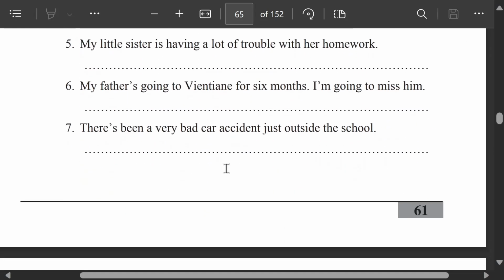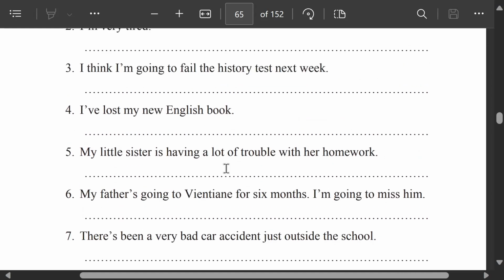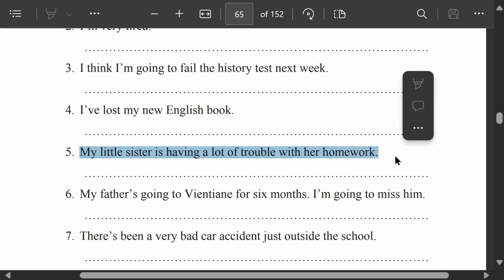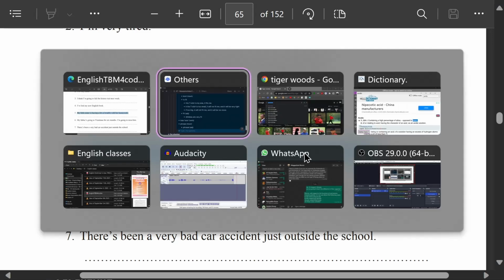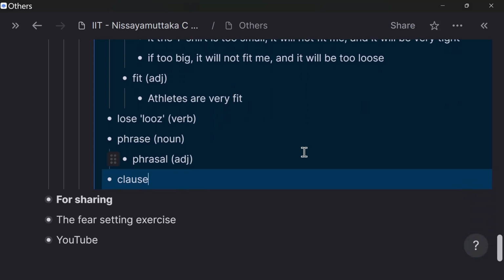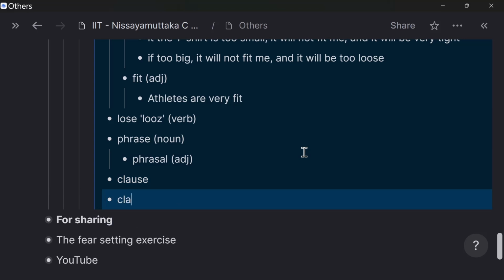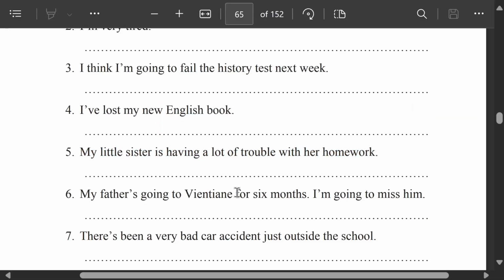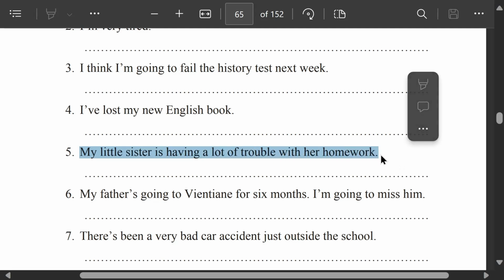Here I don't see any examples, but in this sentence, how many clauses? Remember? One clause. A clause is like this. So this is one whole clause: one sentence, one clause.